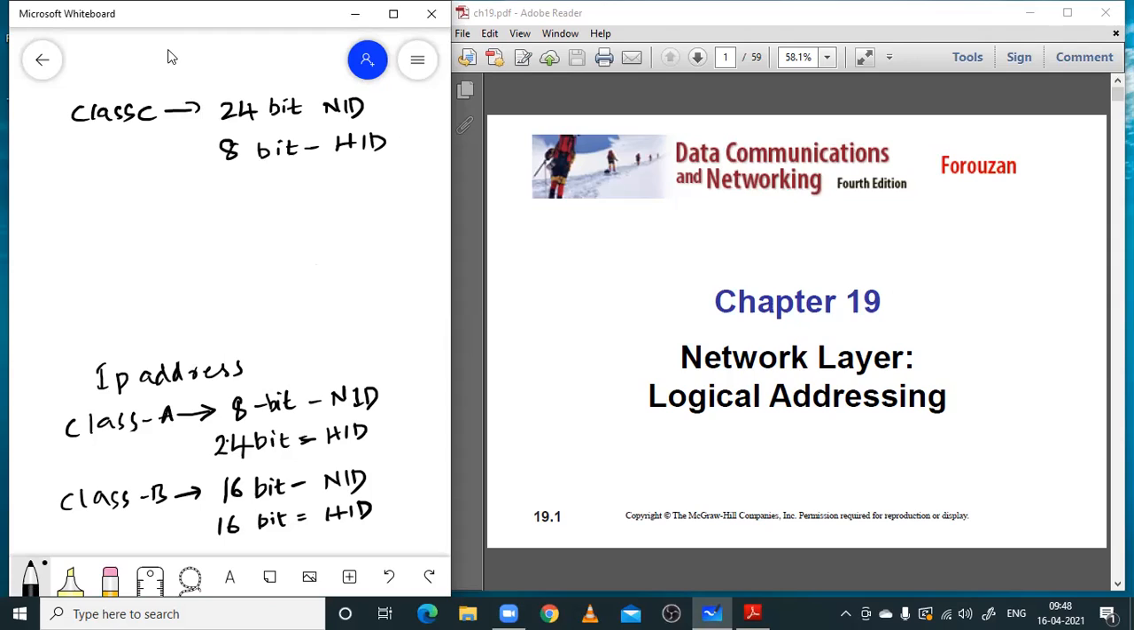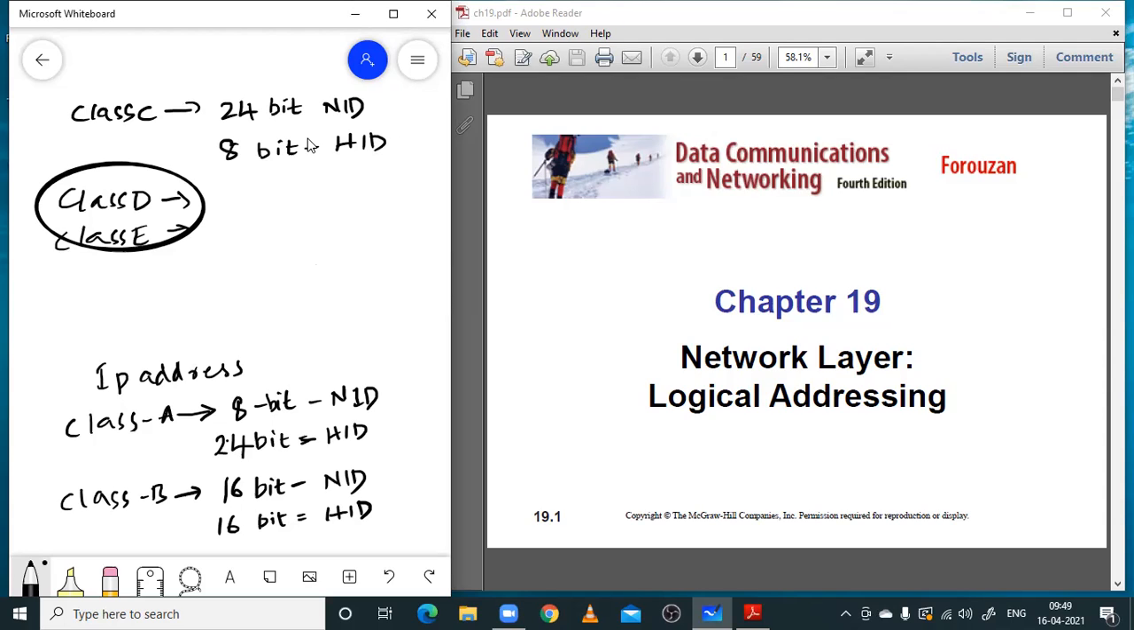So this is what we are going to discuss as part of logical addressing: the IP address. IP addresses are divided into different classes: class A, class B, class C, class D, and class E. We are not discussing class D and class E because they do not divide the IP addresses into network ID or host ID. So that's why we are not concentrating on these two right now.